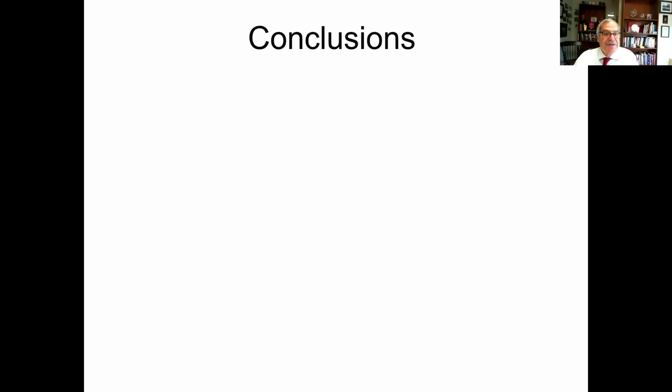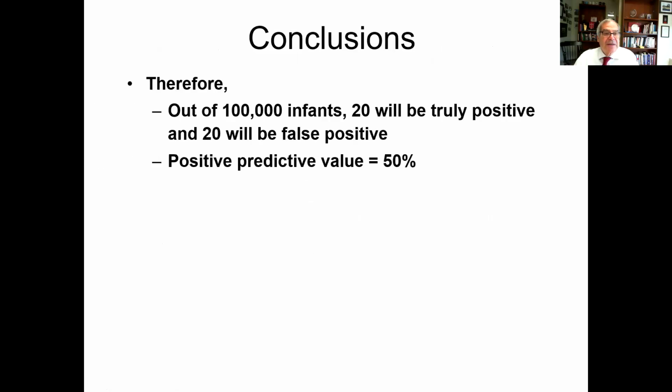Our conclusion here is that out of 100,000 infants, 20 will be truly positive and 20 will be falsely positive. So our positive predictive value is 50%. This is like looking at baby Jeff's parents, pulling out a coin, and flipping the coin to make the diagnosis. Surely you would never do that.